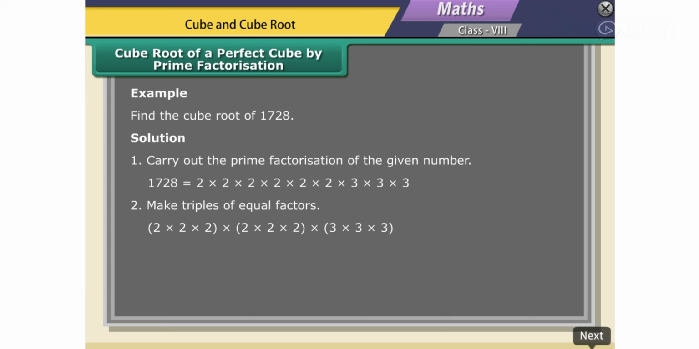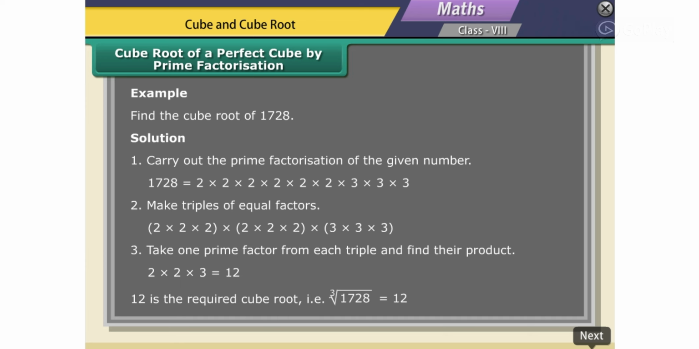2 into 2 into 2, into 2 into 2 into 2, into 3 into 3 into 3. Take one prime factor from each triple and find their product. 2 into 2 into 3 is equal to 12. 12 is the required cube root, that is, cube root 1728 is equal to 12.